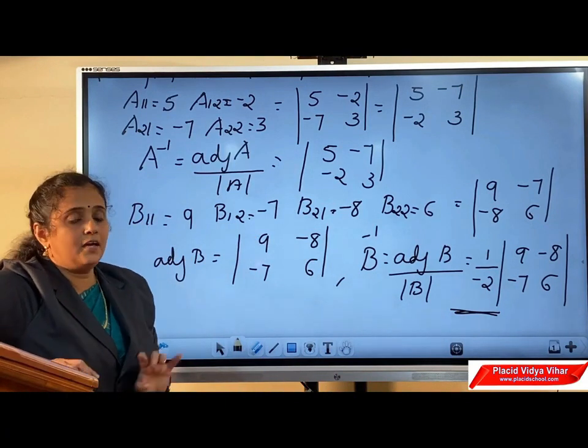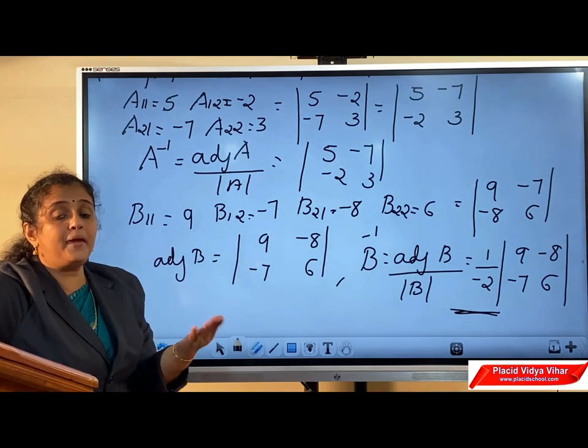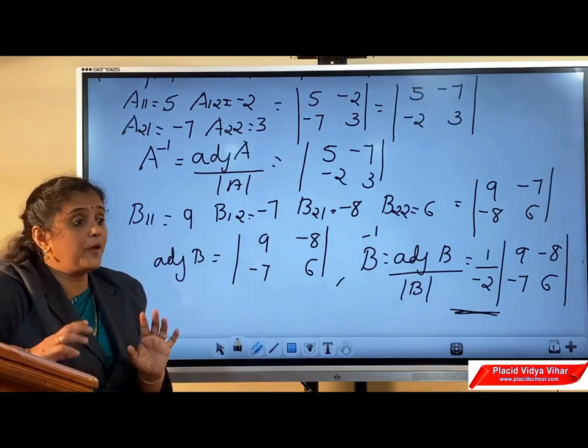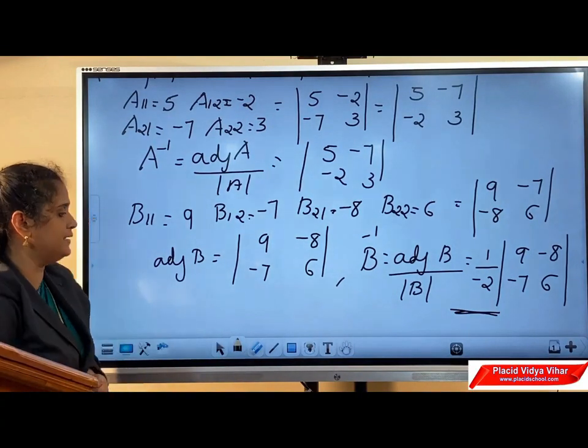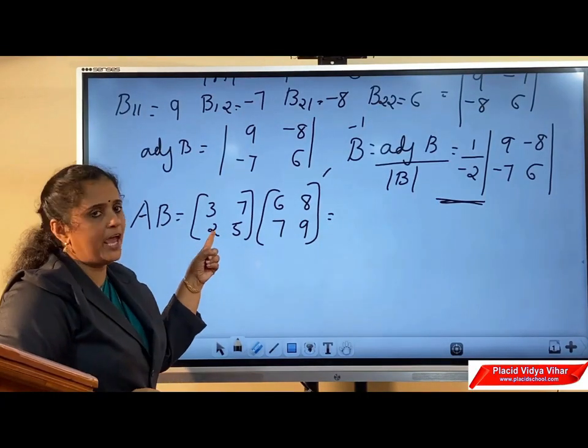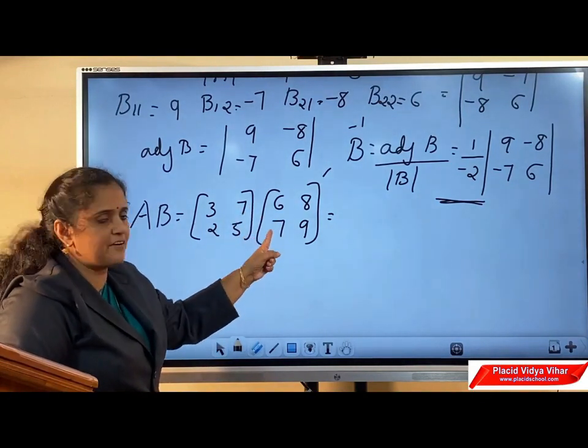Then we can find AB inverse. That means this question is verification. AB inverse is equal to B inverse into A inverse. Then AB, we can find first A into B. A into B is equal to [3 7; 2 5] into [6 8; 7 9].